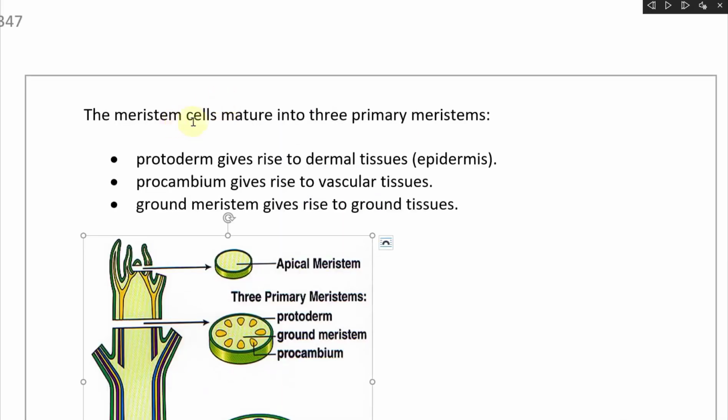And let's continue. So the meristem cells mature into three primary meristems. Protoderm gives rise to dermal tissues, or the epidermis, the coating. Procambium gives rise to, let's see the pronunciation actually. Procambium. So procambium gives rise to vascular tissues. And the ground meristem gives rise to ground tissue.